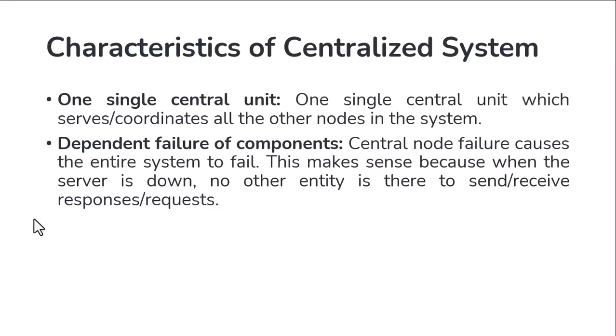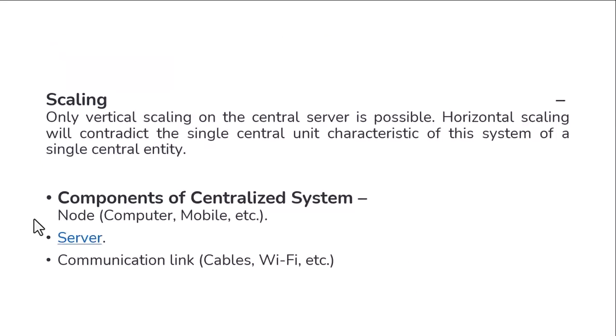Dependent failure of the component: central node failure causes the entire system to fail, and this is the big problem. This makes sense because when the server is down, no other entity is there to send, receive, or respond to requests. This means all the clients or all the users depend wholly and solely on the centralized unit or centralized server. Scaling: only vertical scaling on the central server is possible.